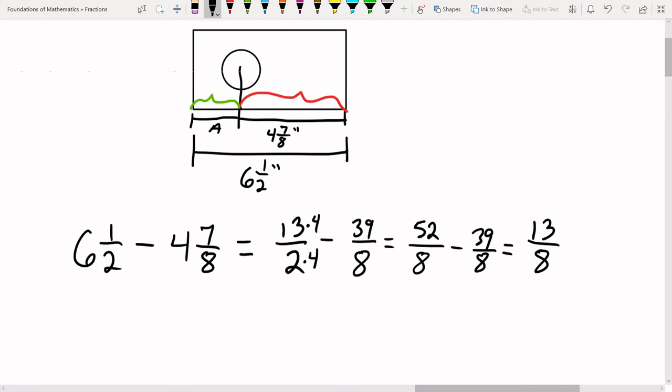And we started with mixed numbers, so let's end with mixed numbers. 13 over 8, 8 can go in there once, and there's 5 left over. We got 1 5/8 of an inch.